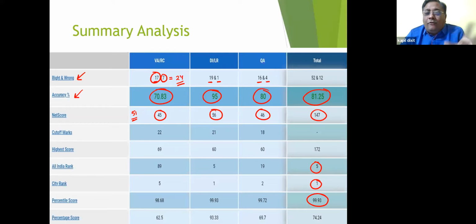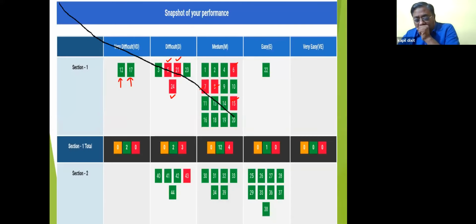This is exactly what you have to understand, that accuracy is important. But here, since he is playing on a higher side of attempt, that is a different story. If I'm playing on a lower side of attempt, I cannot afford to have 80% accuracy if I have to score high. Whatever I'm talking about section 1 is the same for section 2 and section 3 also.